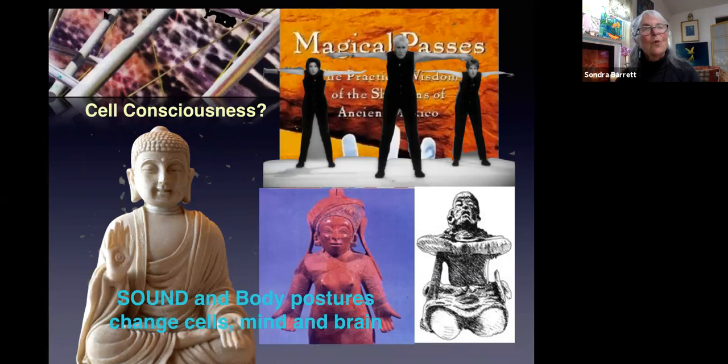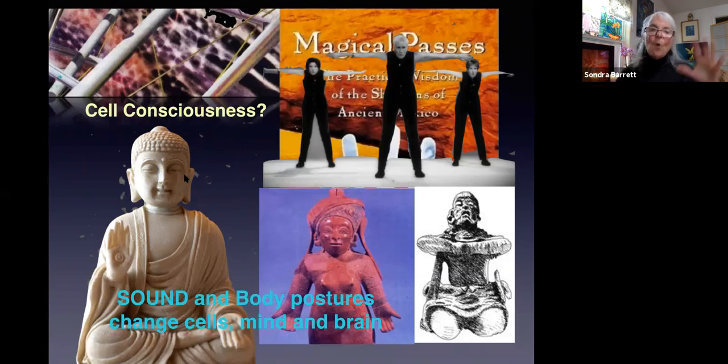Another doorway into cells as consciousness came from two places originally. One was from Carlos Castaneda, who came up with something called magical passes, which he said were exercises passed down from the ancient sorcerers of Mexico. And he called these tensegrity practices, which I talk more about later. But what he said is that these are practices where you're changing the tension and the movement in your body. He said you're changing consciousness, you're also changing the energy in your body.